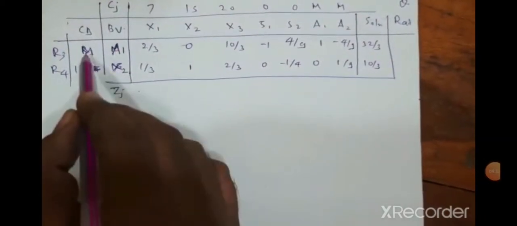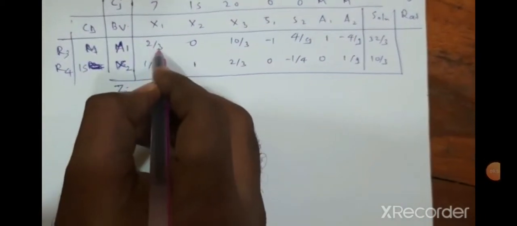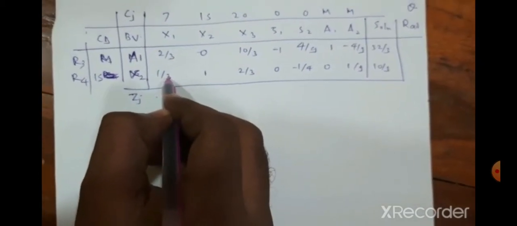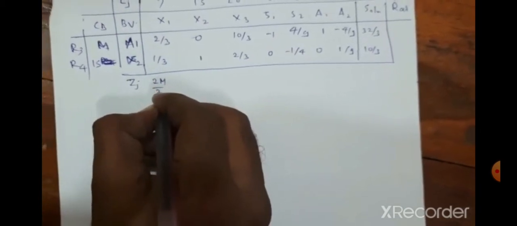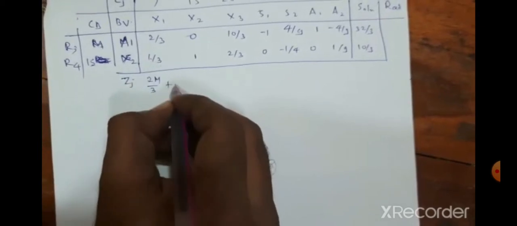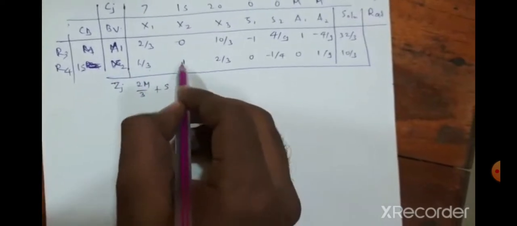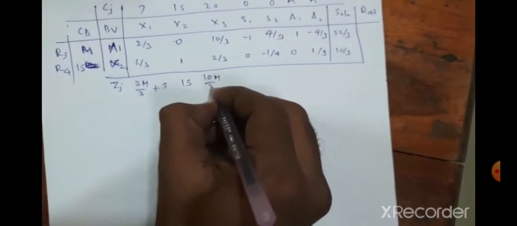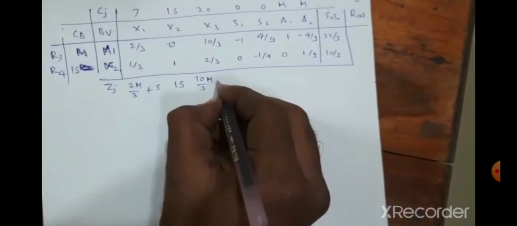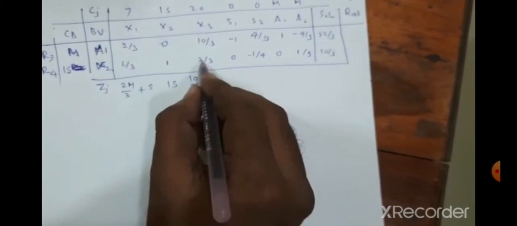Now we'll continue the same thing. Now you find out the Zj value. You know Zj value equals 2 by 3 into M plus 1 by 3 into 15. So 2M by 3 plus 15 by 3, that is 5. So 0 into M plus 15 into 1, so 15. Then 10 by 3 into M plus 15 into 2 by 3, that is 30 by 3, that is 10.